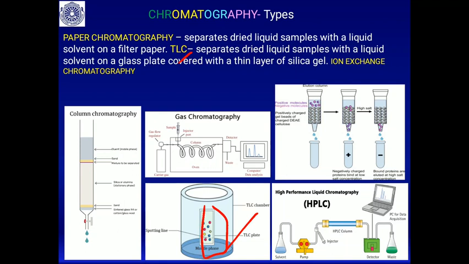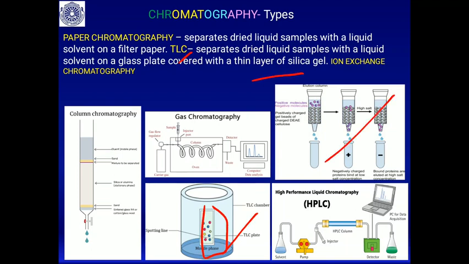This is used as a stationary phase to load the sample. Here the liquid sample is applied and dried, then we keep this in a liquid solvent in this glass plate. So this is the thin layer of silica gel you will find.